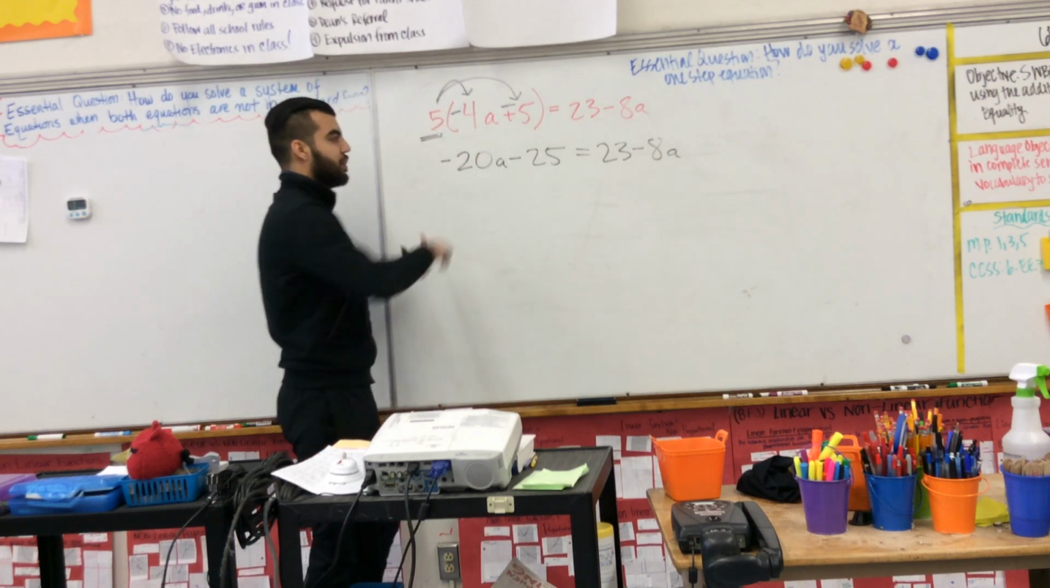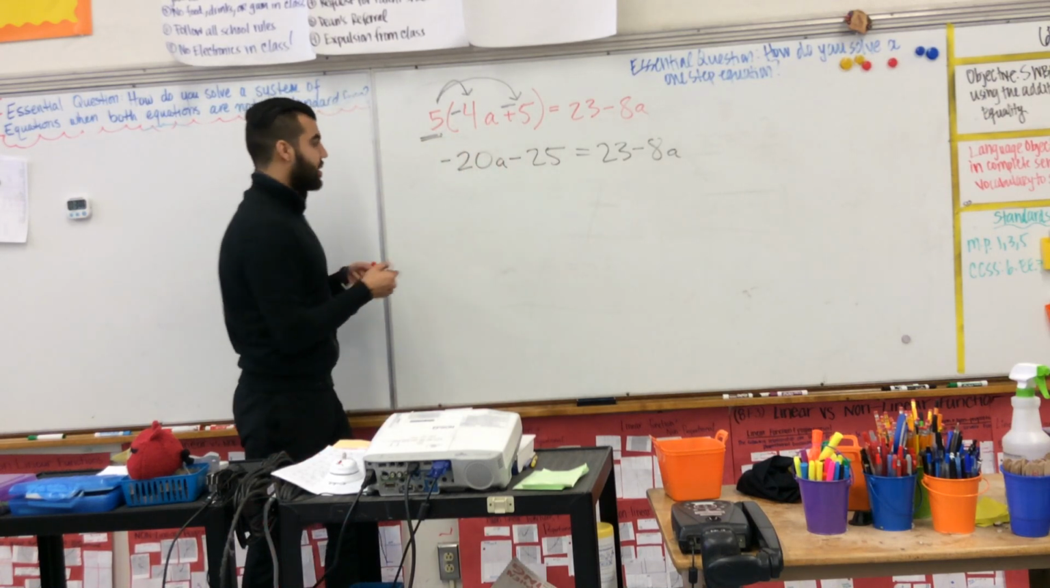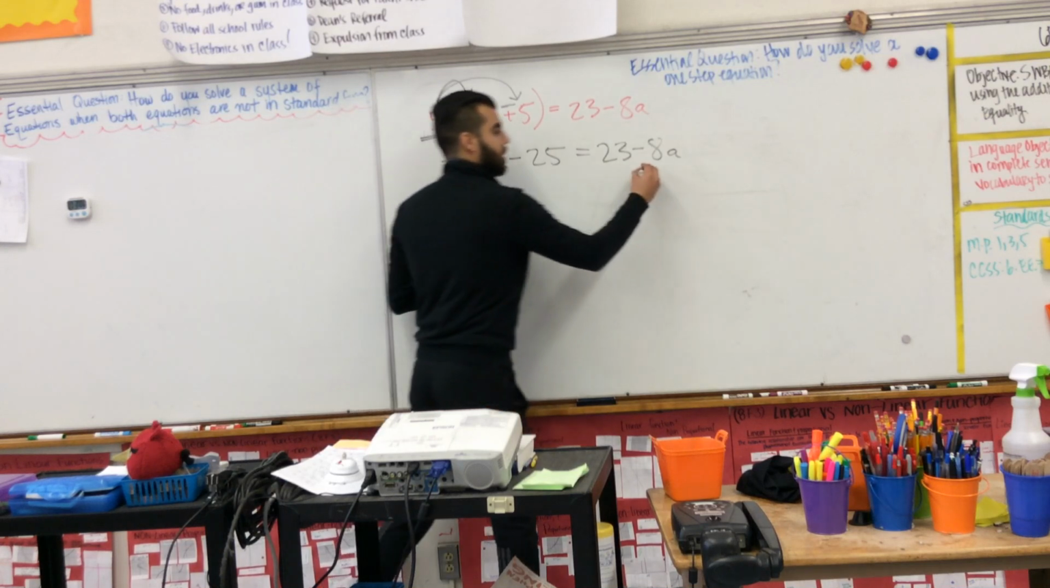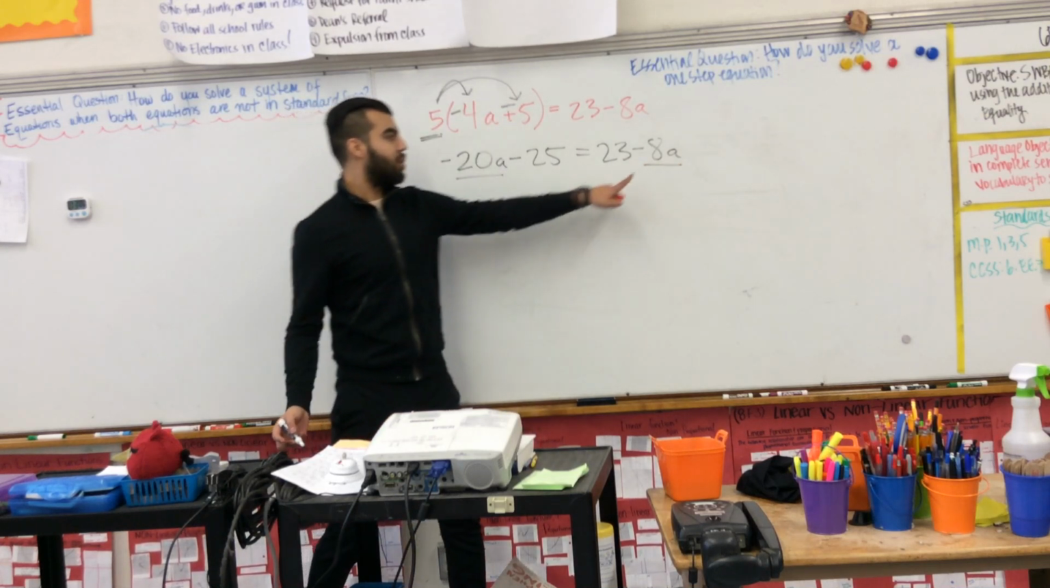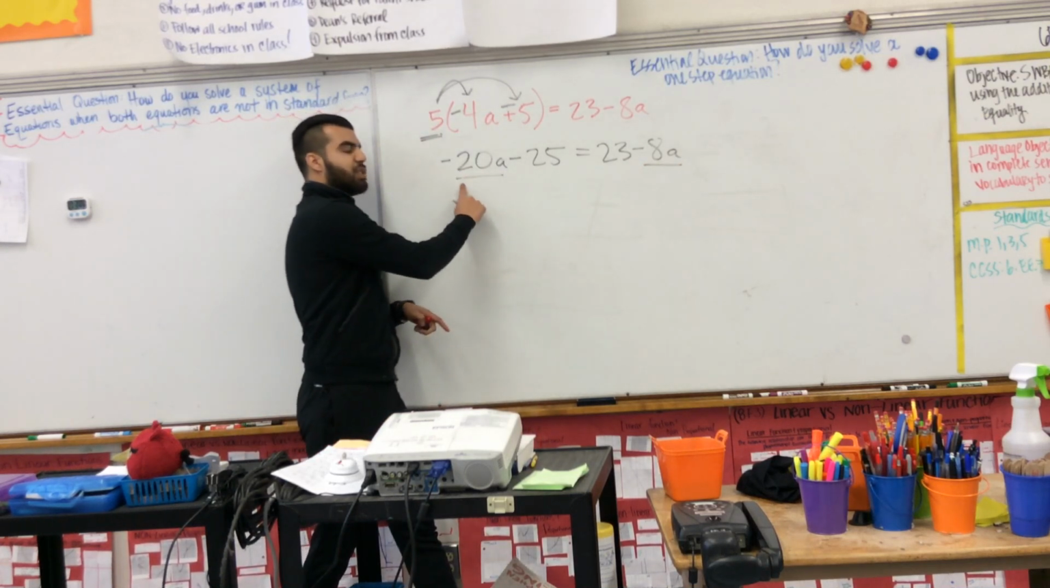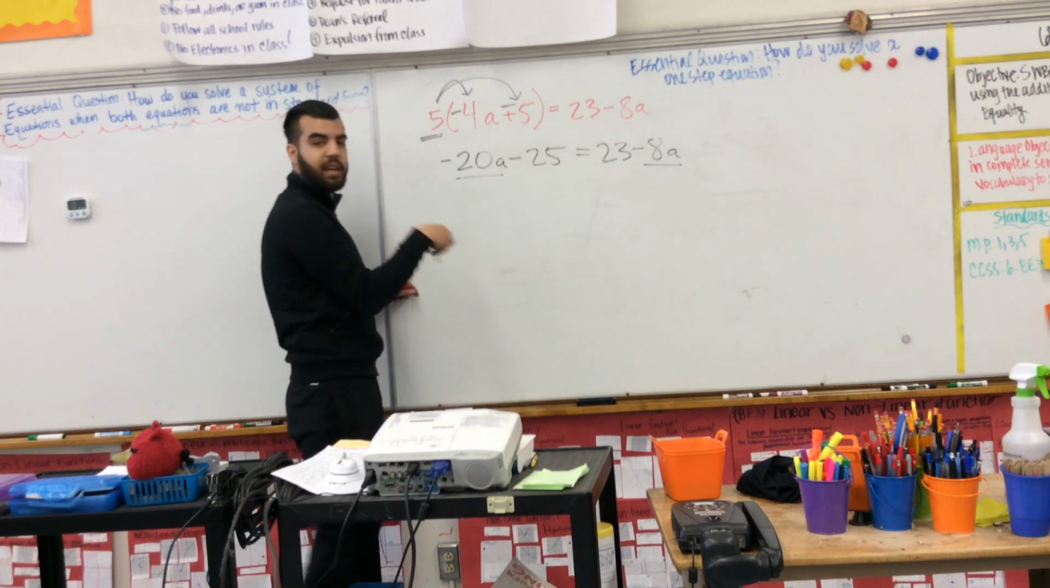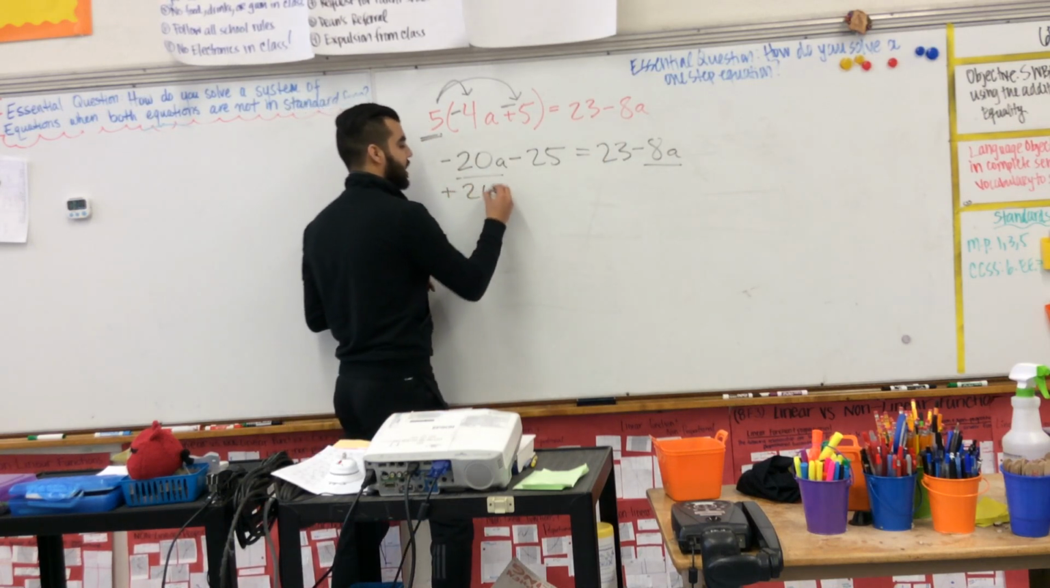So then we need to move things around. Look at the two variables. Which one is smaller, negative 20a or negative 8a? This one's smaller, so we want to move it to the other side. And the inverse is plus 20a.